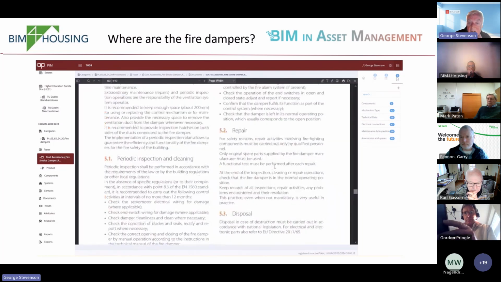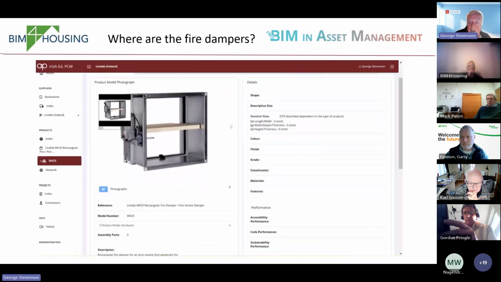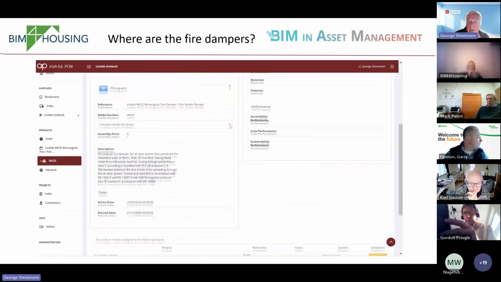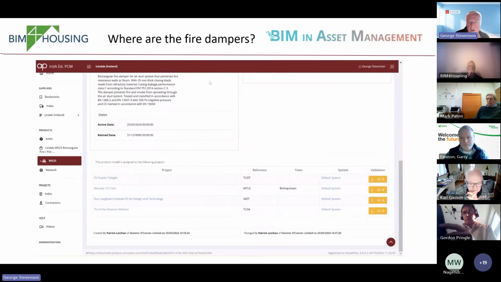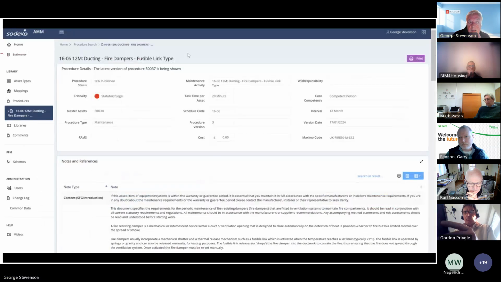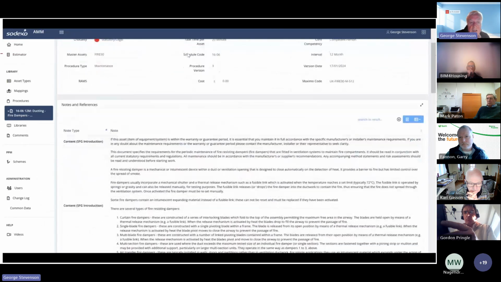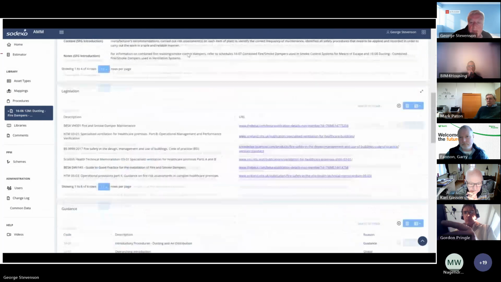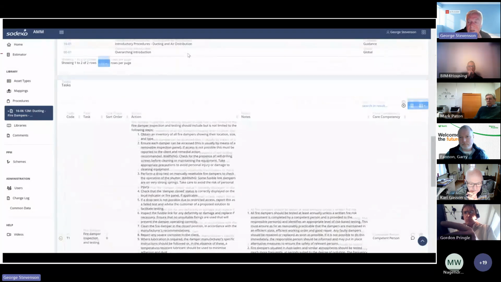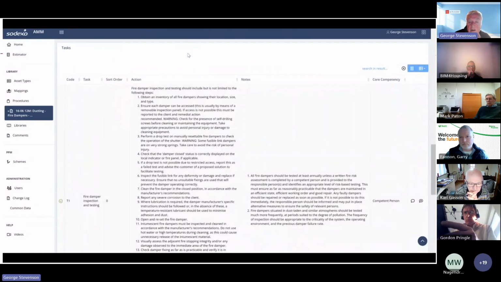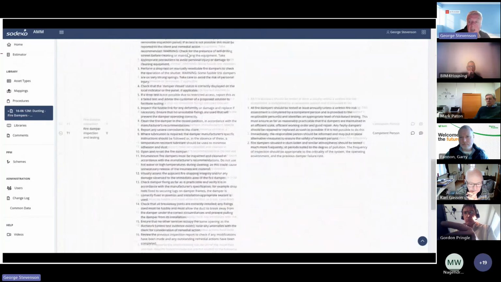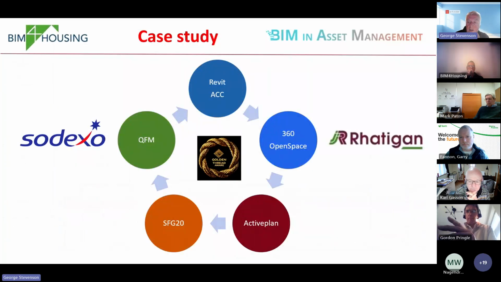SFG 20, which is the maintenance standard, and therefore populate, in this case, an application called QFM. So those work instructions are actually coming through from that information. So that's where that's been done during a design and construction process.